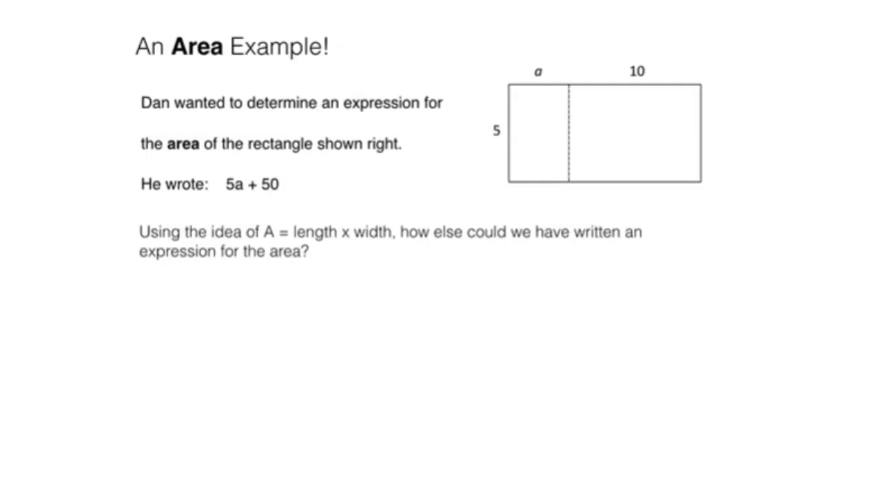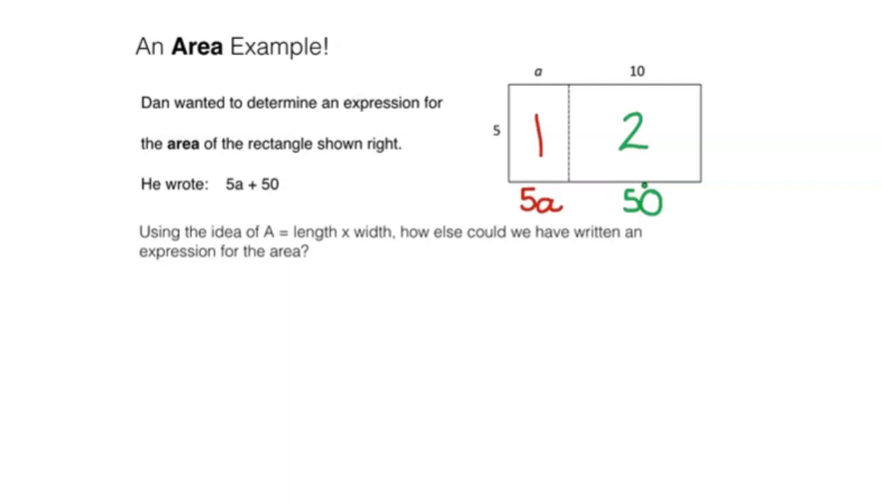Well, thinking about how we find area, he's actually looked at the very first rectangle. We'll call this rectangle 1. And he said length of 5 times width of a, the area of the first rectangle is 5a. And then he's taken the second rectangle, we'll call it rectangle 2, and he said the length of 5 and the width of 10, and this gives us a total area of 50. So we can clearly see where Dan got his expression of 5a plus 50 from.